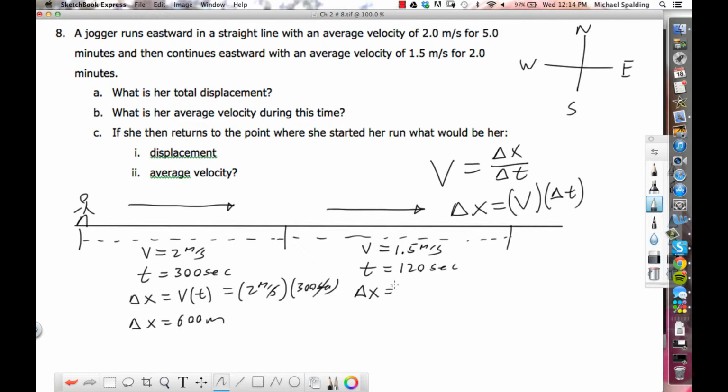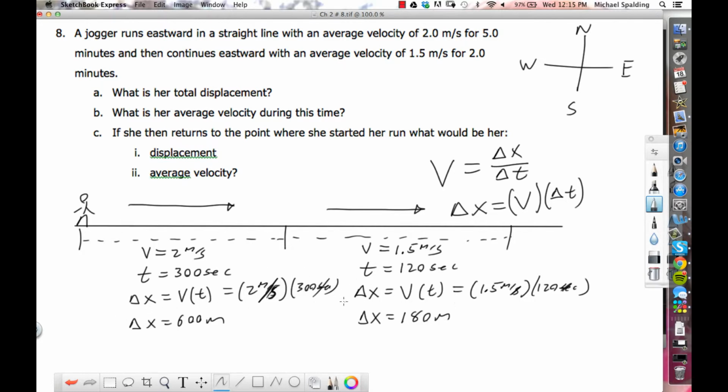600 meters. Same thing for this one. V times t. Now it's going to be 1.5 meters per second for 120 seconds, which is going to be 180 meters. What does that say next? 2 meters per second, 300 what? Oh, 2 meters per second. So in this one here, the seconds cancel, and you get 180 meters.